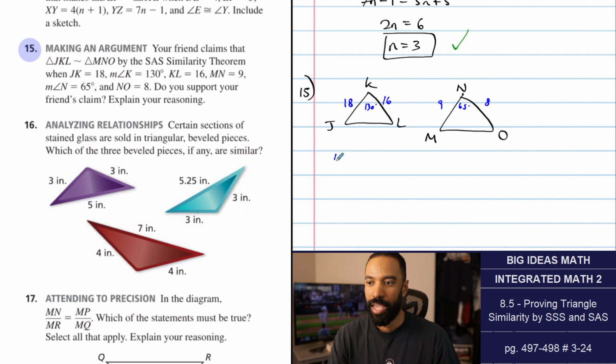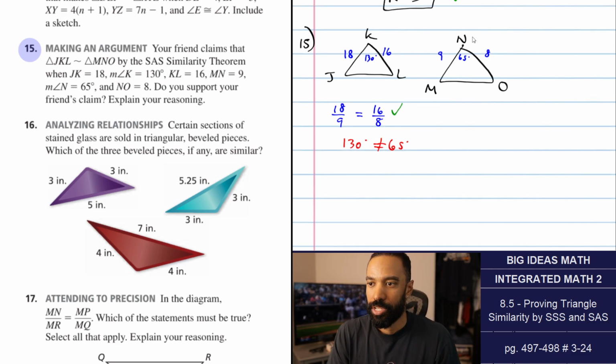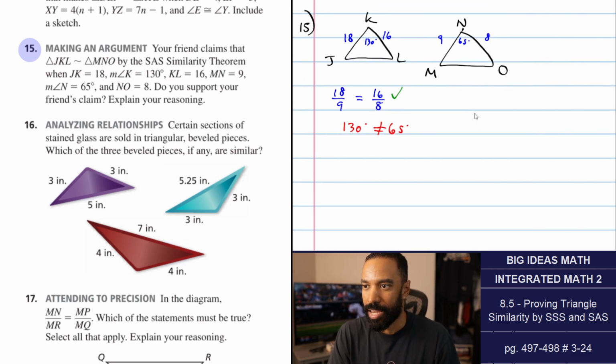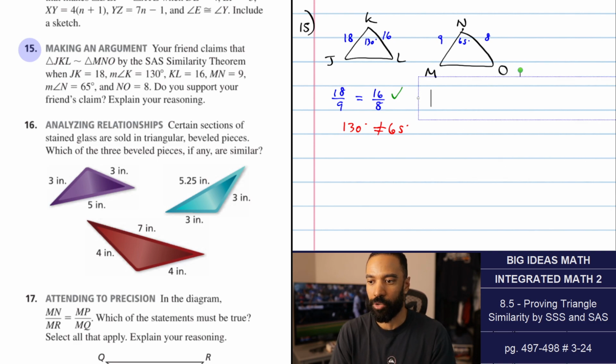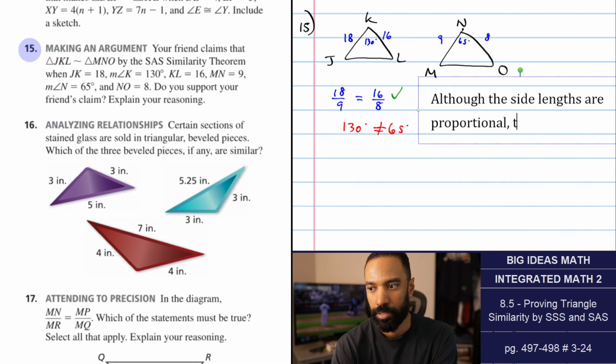Let's get one part out of the way that your friend is correct on. 18 over 9, which corresponds, is the same as 16 over 8. That is 2. However, measure of angle K, 130 degrees, does not equal 65 degrees. So here's your friend's problem. Side angle side needs the included angle to be congruent. Although the side lengths are proportional, the included angles are not congruent.